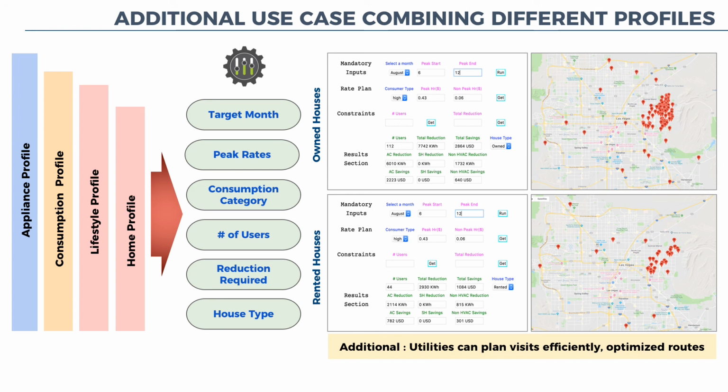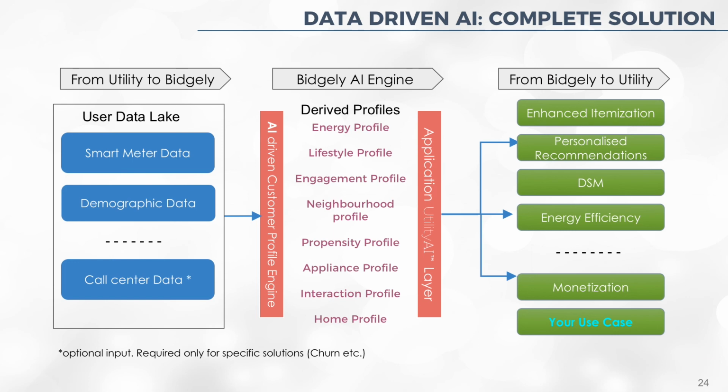So this is the platform which we have created, called the DSM platform. It will provide you a list of users and also the distribution of users which should be targeted for a particular program. So these are the inputs which the utility has to provide. These are the information which you have already derived for a user. And at the end, you are going to get the list of users who are the most effective users for your program. So this is the complete solution which we are building right now.